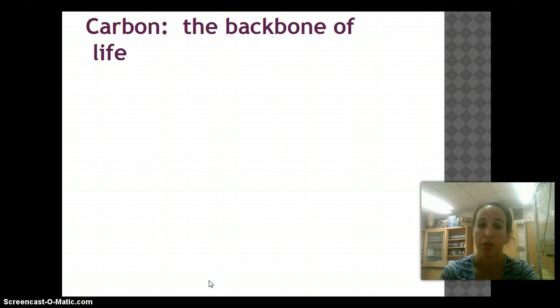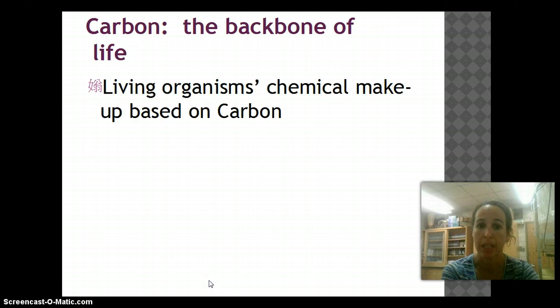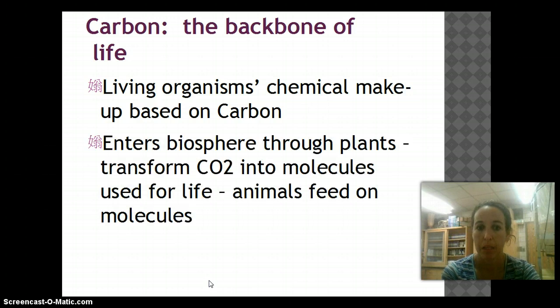There's a whole study of chemistry related to it called organic chemistry. So living organisms' chemical makeup is based on carbon. All living things have carbon in them. So it enters the biosphere through the plants. They're able to convert carbon dioxide into a usable form for us, and as you know, is glucose originally and then converted into other forms.